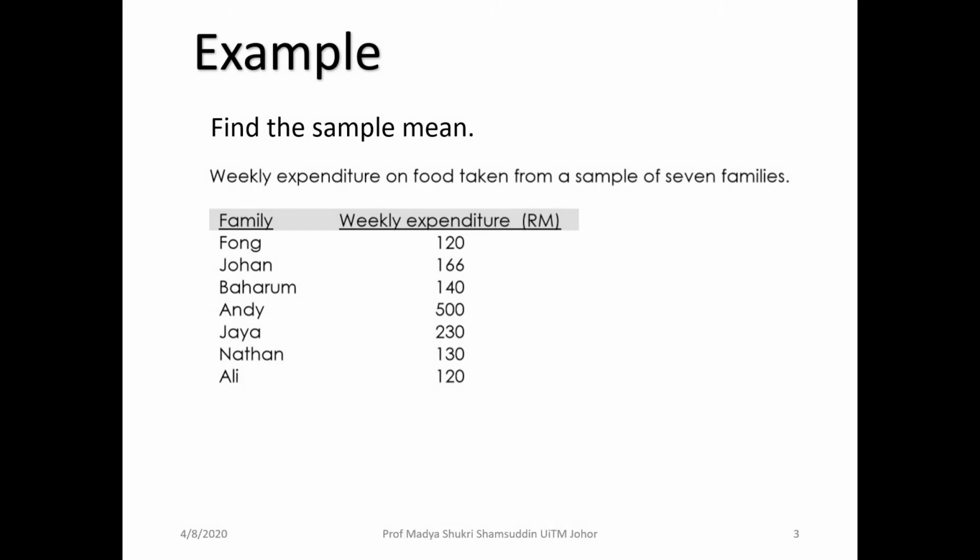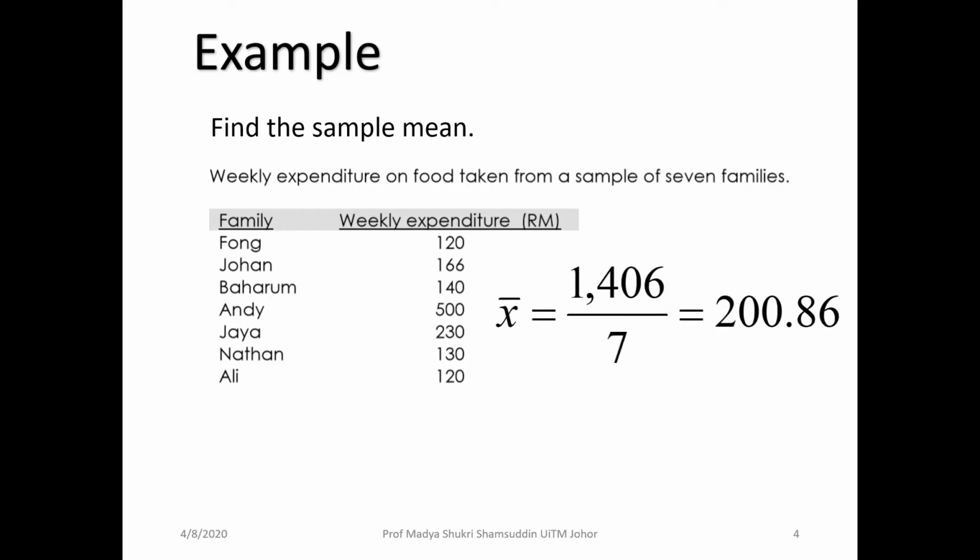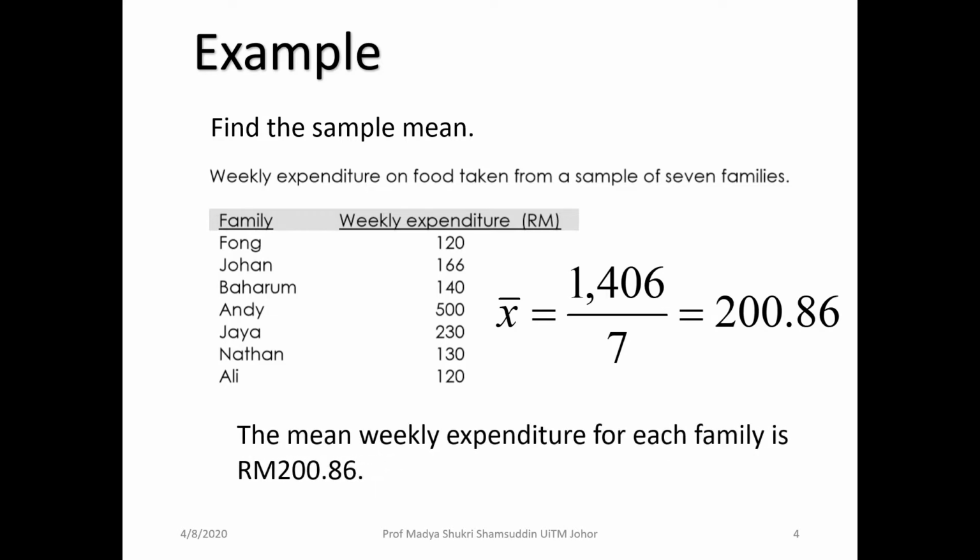Let's look at an example. You will find that the sum of all the values, sigma x, equals 1406. Sample size n is 7. Sample mean, x bar, is equal to 200.86. Hence, the mean weekly expenditure for each family is RM 200.86.